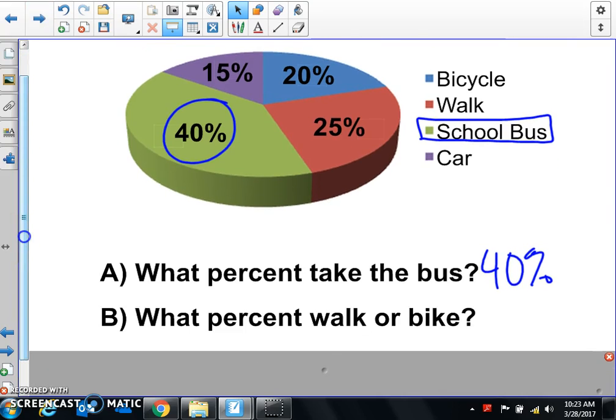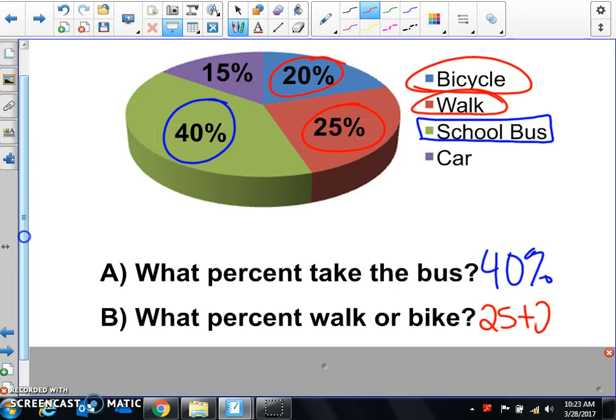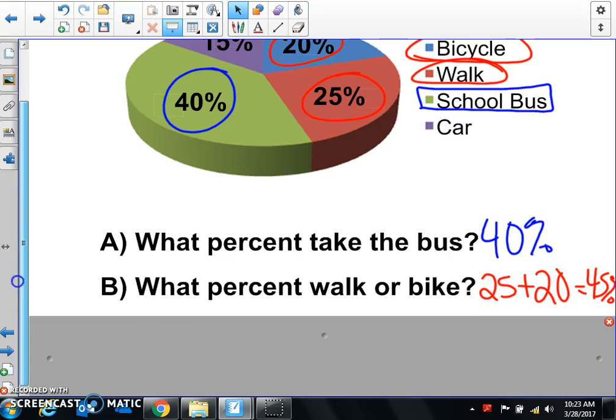So let's look at B. B says what percent walk or bike? Walk is in red. That's 25%. Plus bike is in blue. That's 20%. So walk or bike is 45%. We just add them on up.